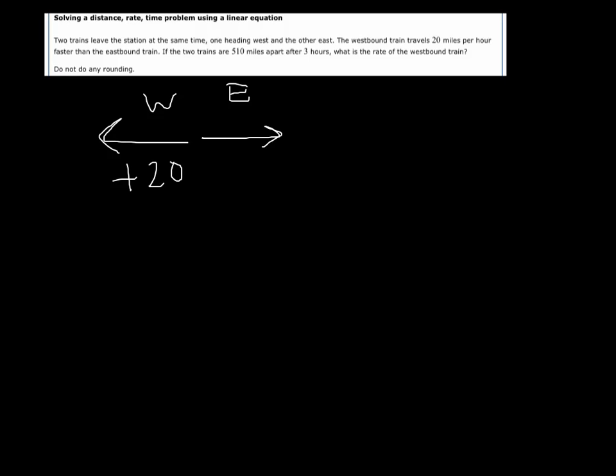So we're going to let the rate of the eastbound train, so that's R with a subscript E, be x, and that means the westbound train is x plus 20. So this is the rate of the westbound train. Now we're just going to do these in columns with rate, distance, and time.